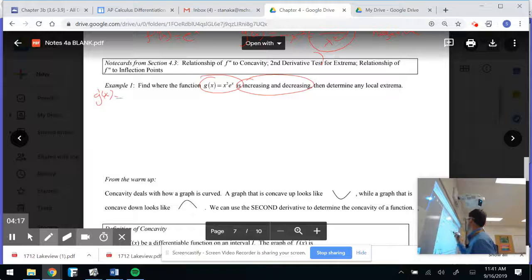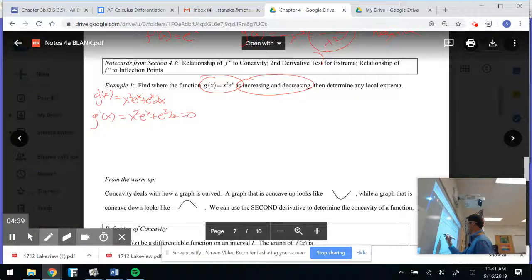So let's go ahead and find the first derivative, which would happen to be a product rule: u times the derivative of v, which would be e to the x, plus e to the x times the derivative of u, which would be 2x. Okay? Now, remember, critical points are whenever the function is 0 or undefined. So I'm going to go ahead and set my derivative equal to 0.